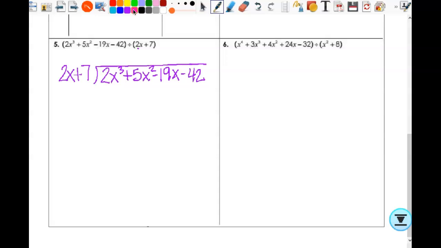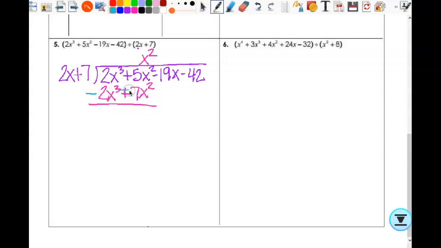All right, so I take the first two terms. 2x cubed divided by 2x is what? x squared. So x squared goes right here. Then I multiply it back, and I get 2x cubed plus 7x squared. What do I do next?